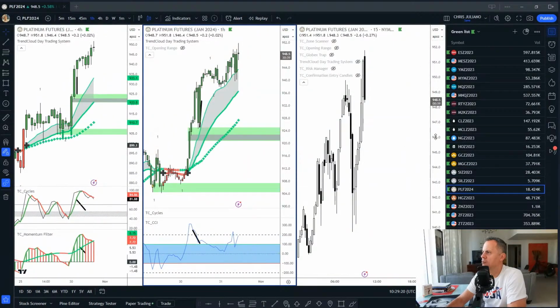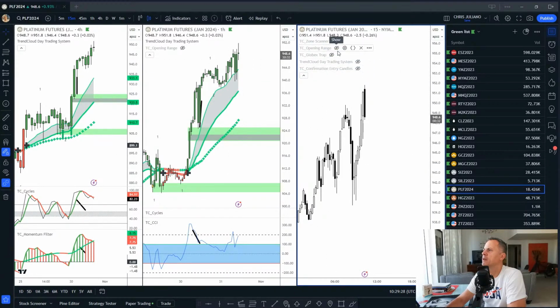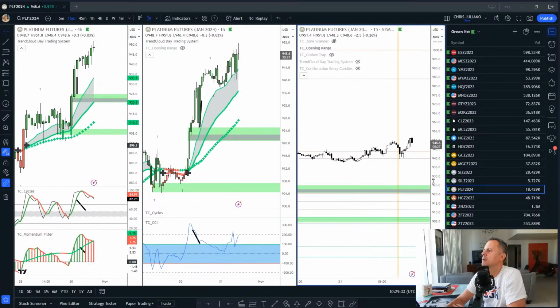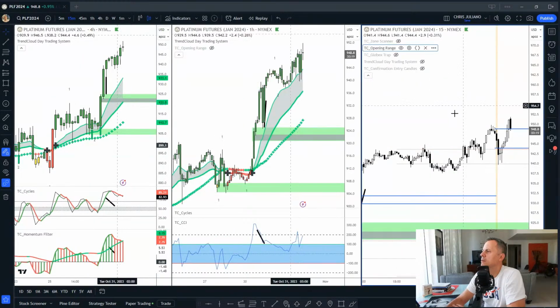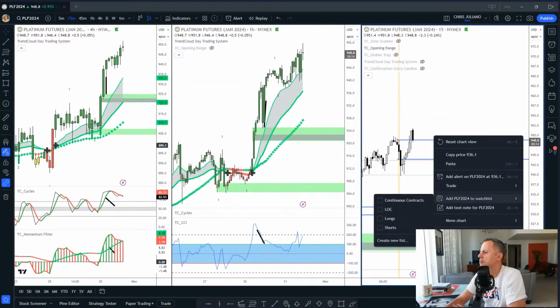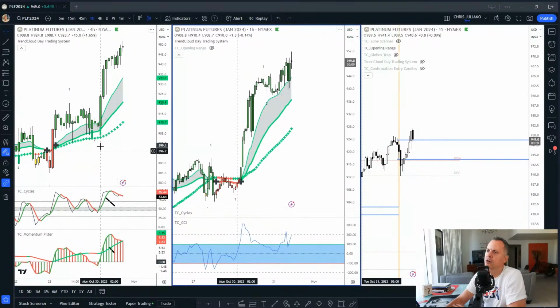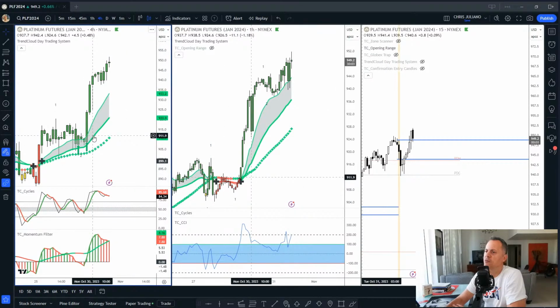Platinum, little lower volume today on platinum. Where's our opening range? Let's get rid of that. Platinum. Okay. Let's get that 15-minute chart back up. And let's take a look. Okay, kind of in the middle, right? Clear the chart. Here we go. All right, well, look, high time frame uptrend.